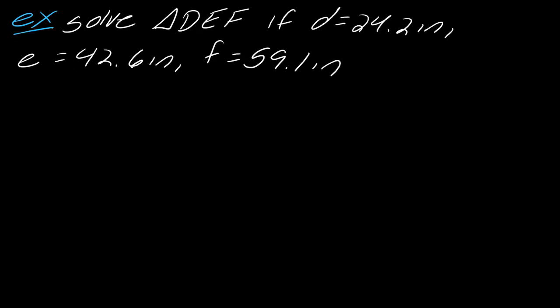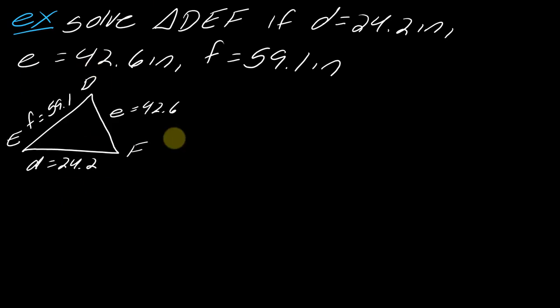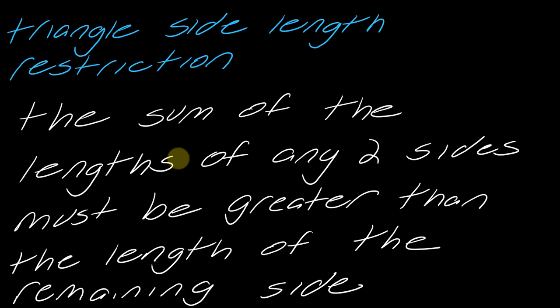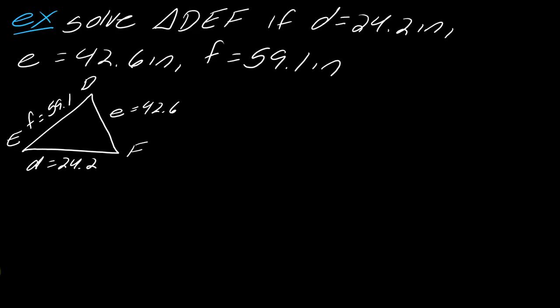So now I want to take a look at another example. So I'm going to have triangle DEF with these sides. So let me just set up this triangle with the different sides. Okay, so now this is where that triangle side restriction is going to be important. So remember, the sum of the lengths of any two sides must be greater than the length of the remaining side. So what that means practically when you are setting this up is that you want to look at the longest side, and that is the side that you want to have isolated to one side.